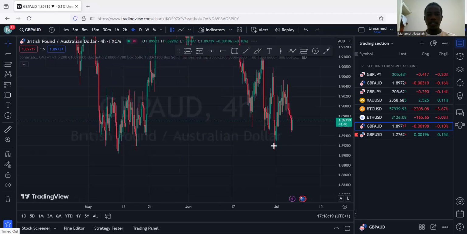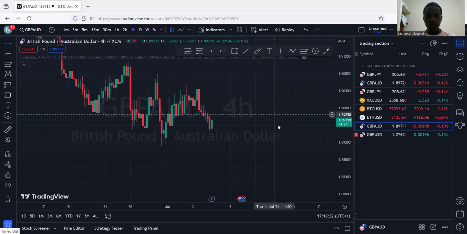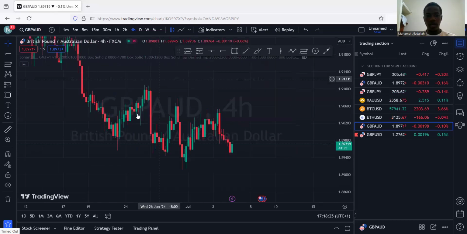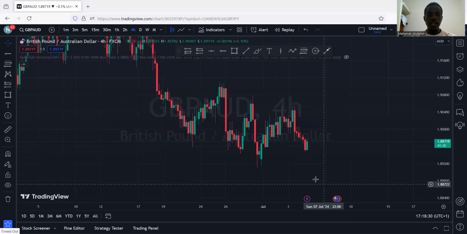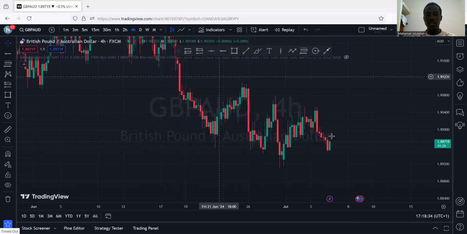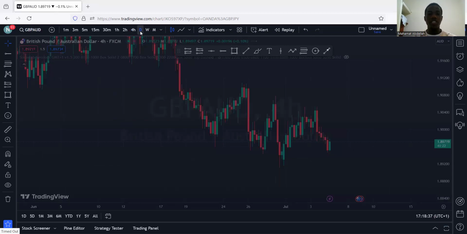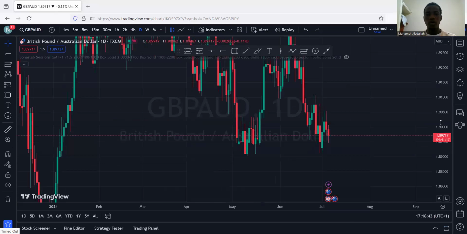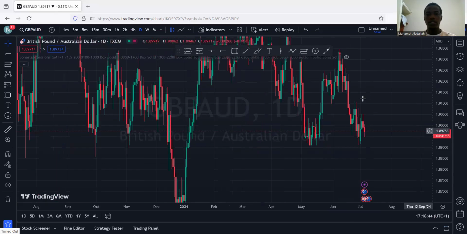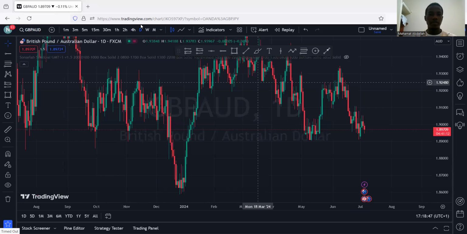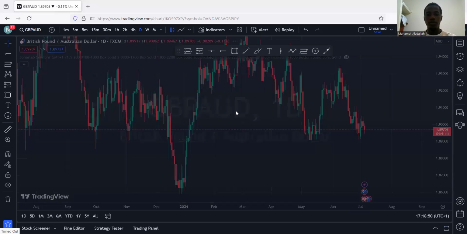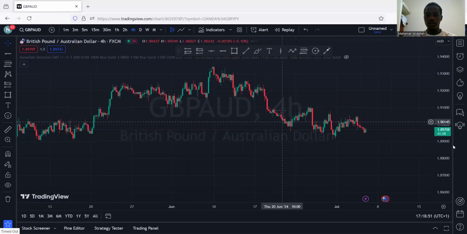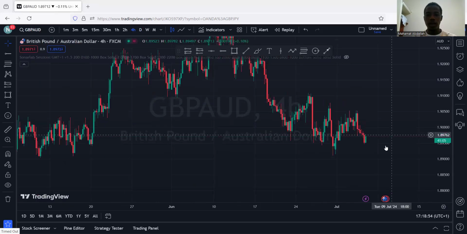On a higher time frame, you can clearly see that we are in a downtrend here, right? We're on the 4 hour time frame, and we can clearly see that we are in a downtrend. Let me just go to the daily time frame and check where we are at. On the daily time frame, we are also in a downtrend, right? So I'll go down to the 4 hour time frame, and on the 4 hour time frame, we are also in a downtrend.